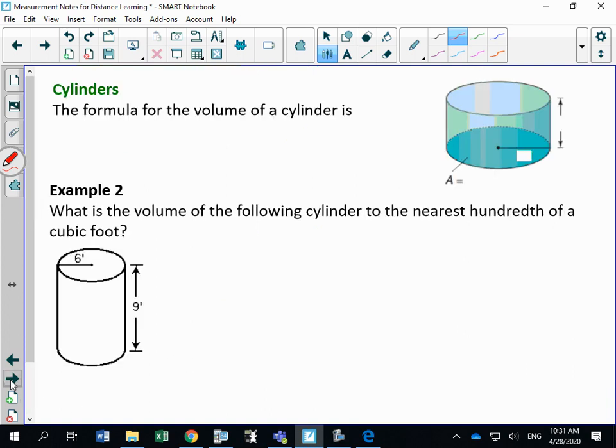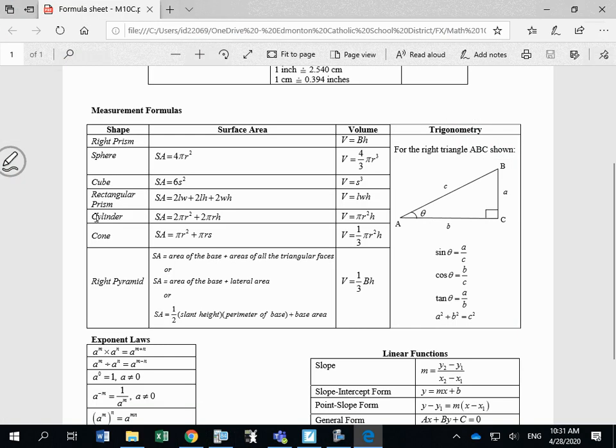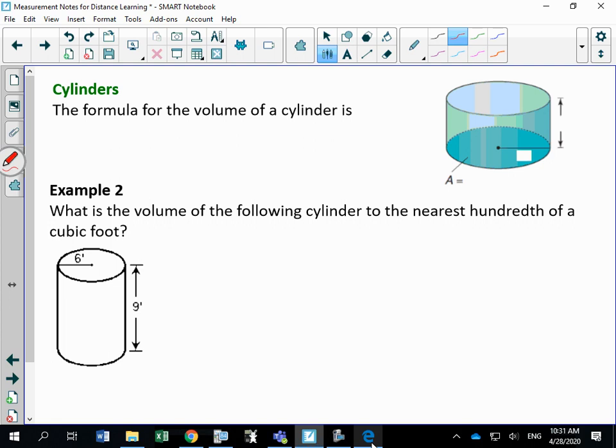Let's do the cylinder. So go to your formula sheets and find where the cylinder is. So here's a cylinder. That's your surface area, that's painting the cylinder. Here's filling the cylinder up with water: pi r squared h. So the formula for the volume of a cylinder is pi r squared h.